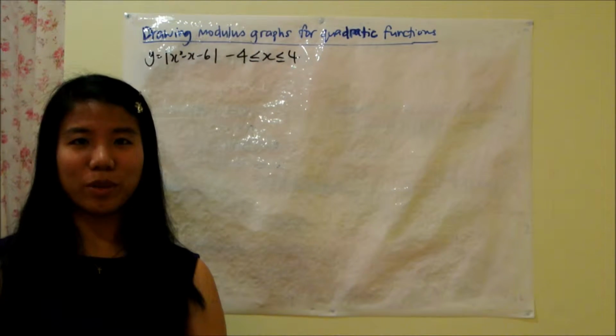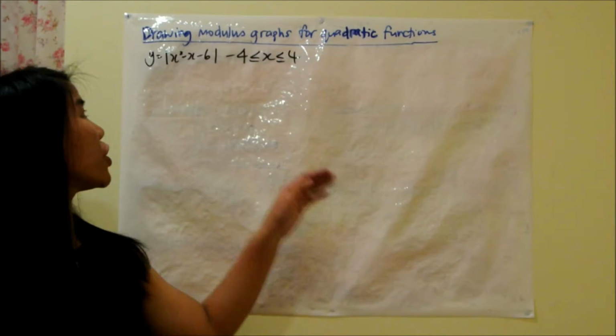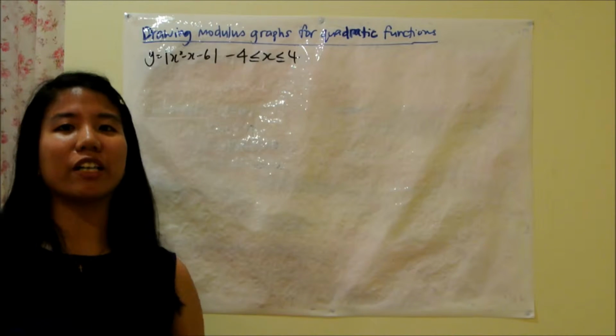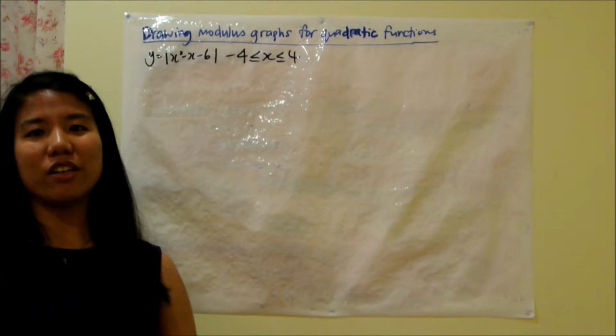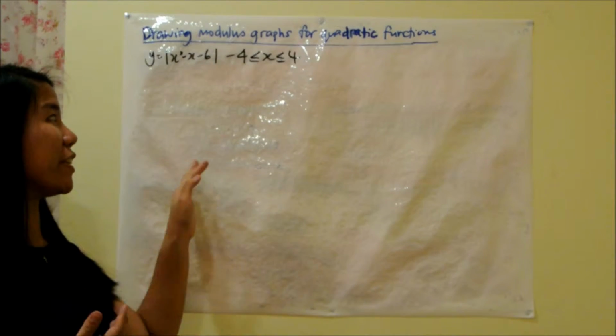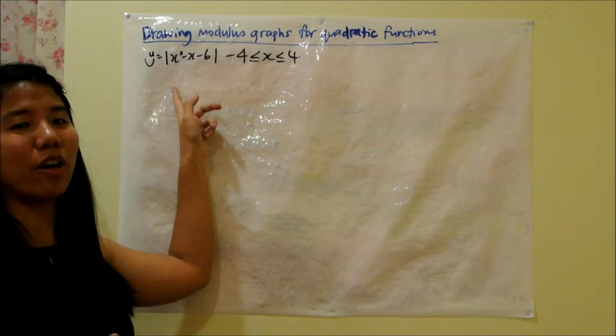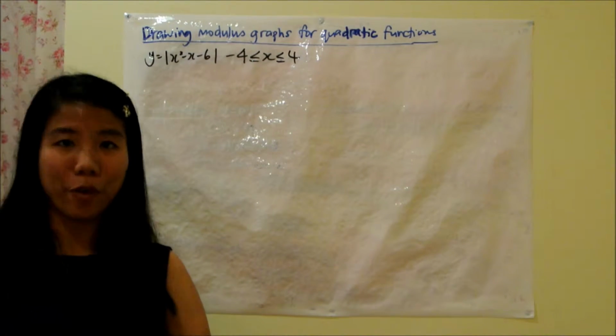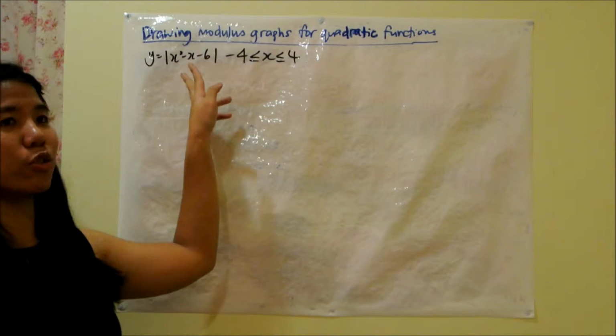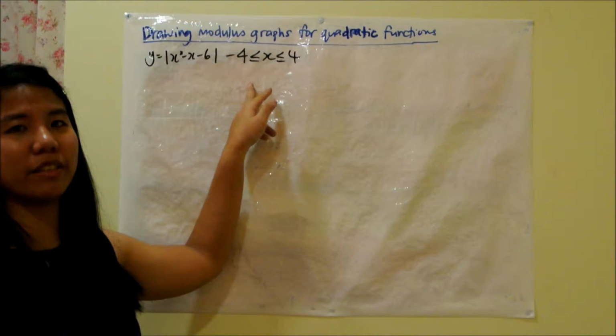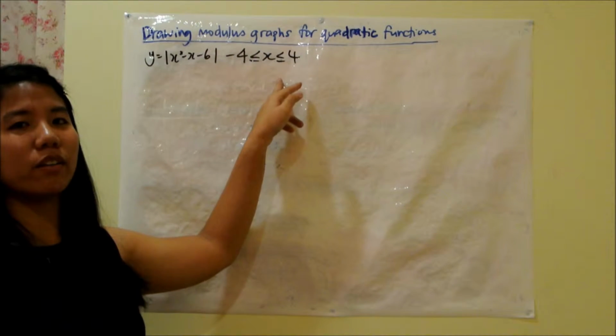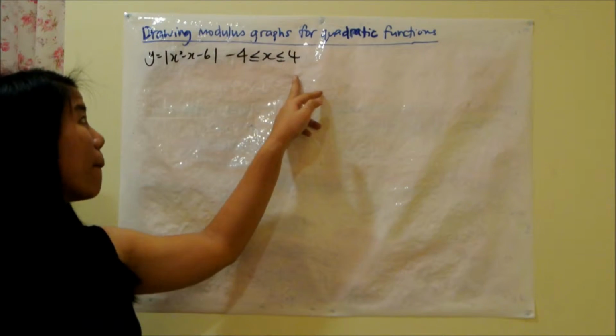Alright guys, today we are going to learn how to sketch modulus graphs for quadratic functions. In particular, we are going to sketch this graph from exercise 2G question 4b, y equals modulus of x squared minus x minus 6, for x between -4 and 4.